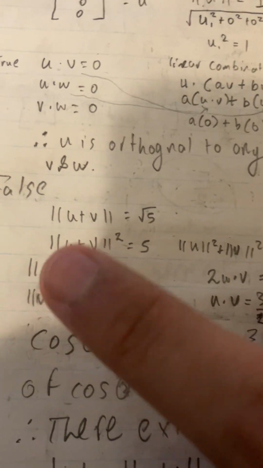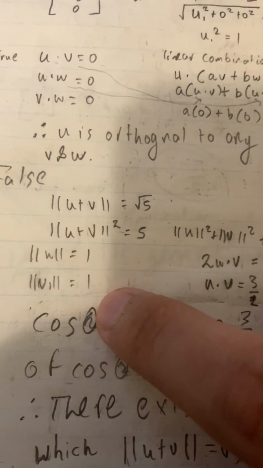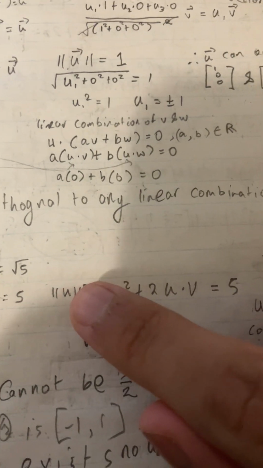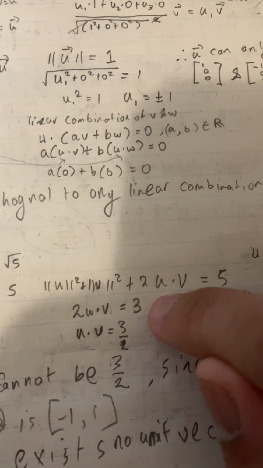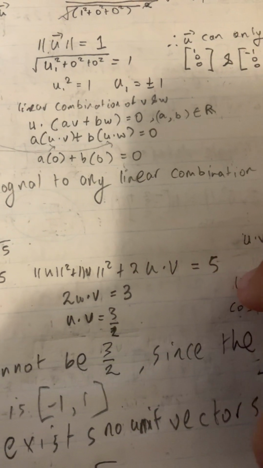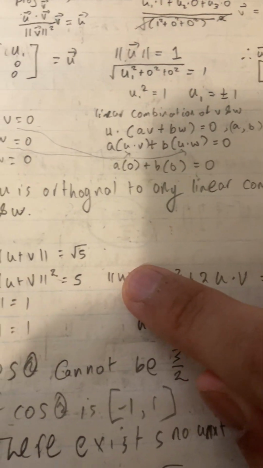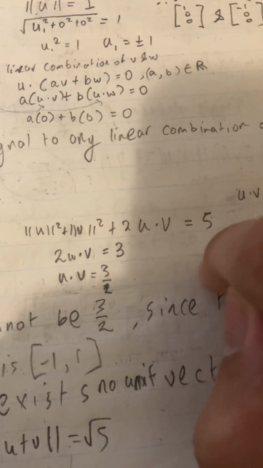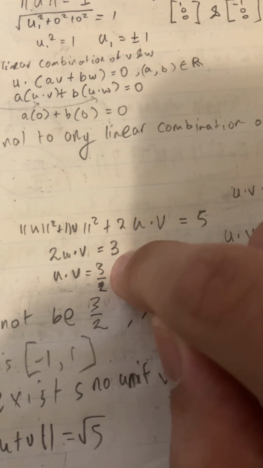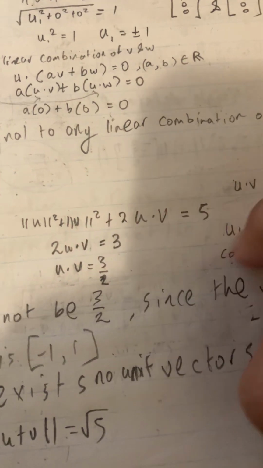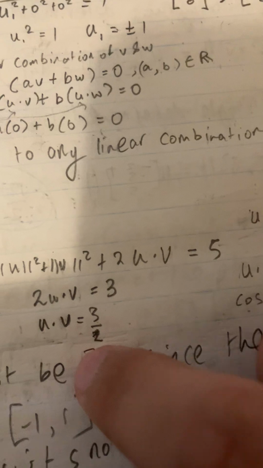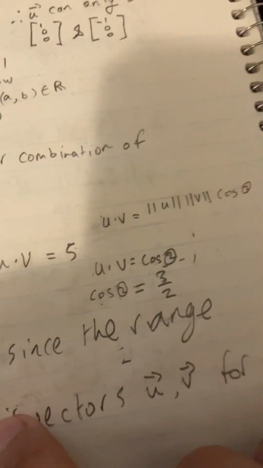And from the question, we are given that U and V are unit vectors. So the magnitude of U is 1, and the magnitude of V is 1, right? So the magnitude of U squared plus the magnitude of V squared plus 2 U dot V is equal to 5. So this is 1, this is 1, right? So 2 U dot V is equal to 3, because the 1s get cancelled, and U dot V is equal to 3 divided by 2, right?